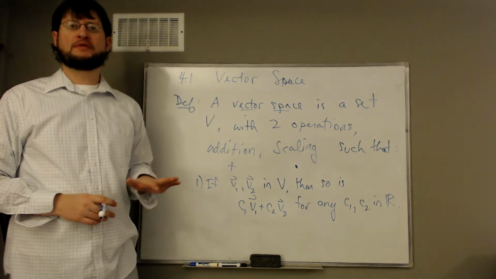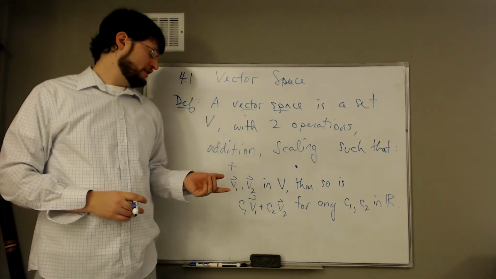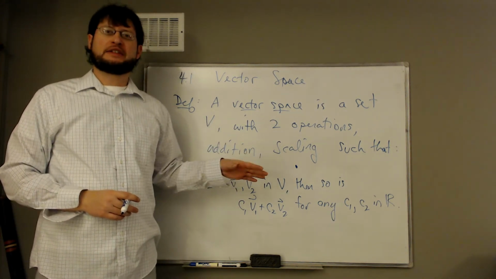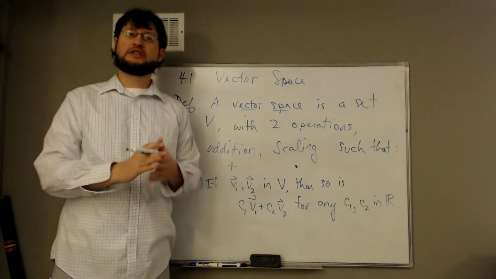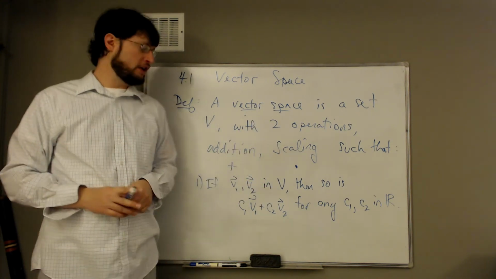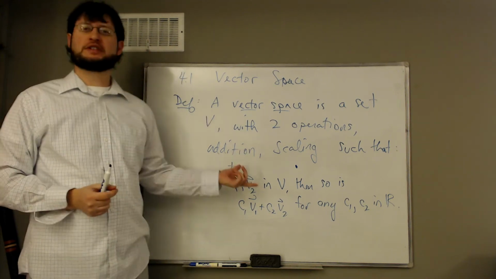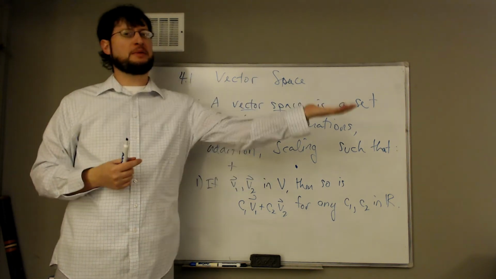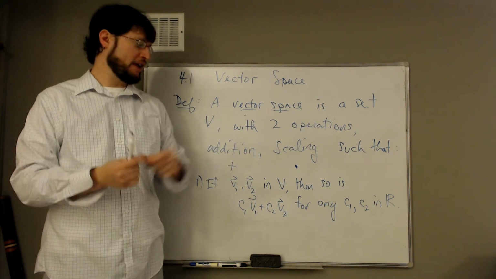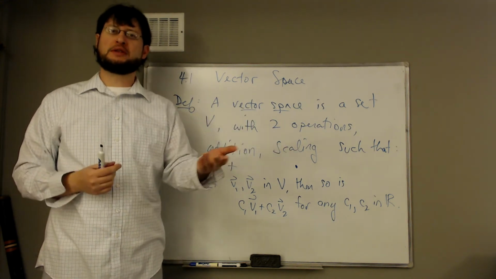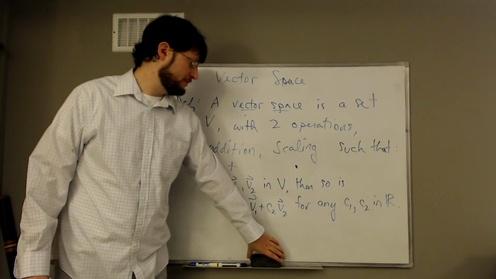So remember from our language from before, that's the same thing as saying that it's closed under addition and closed under scalar multiplication. So we start with two things in the set, we add them up, it's just something else that's in the set. We scale, we start with something in the set, we scale it, it's still in the set.